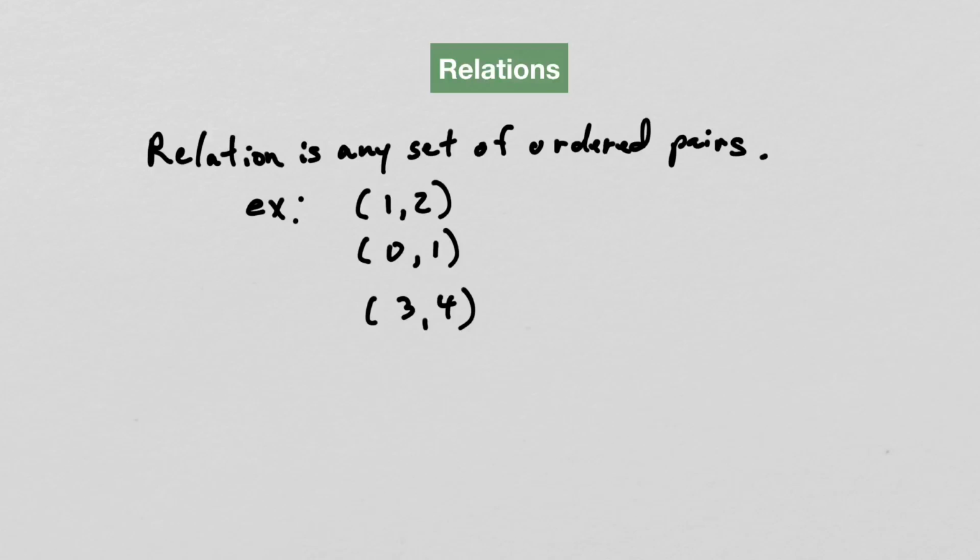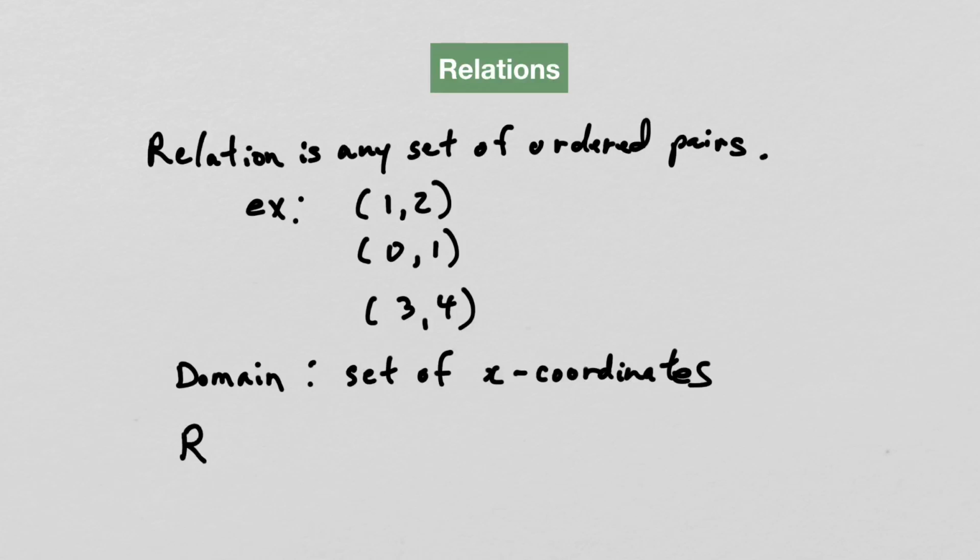Now there are two other terms that I want to share with you. One is called the domain, and it's basically the set of x coordinates. And I'll explain that in a minute. And then there's another term called the range. And it is the set of y coordinates.